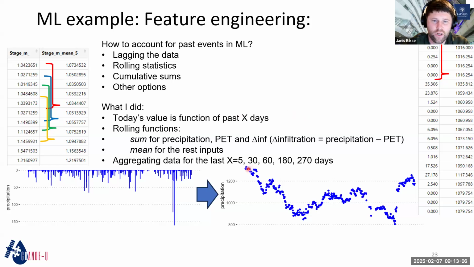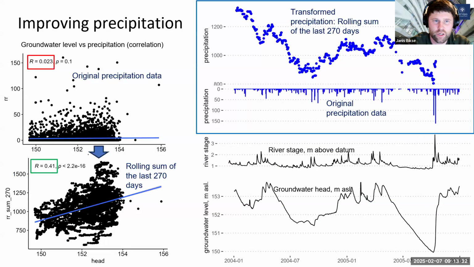And I did it for 5, 30, 60 days, half a year, and almost 2070 days. And for precipitation, potential evaporation, and infiltration, I used the sum function. So basically, I summed up the previous values. And for all the rest of the inputs, I just used the mean value. And this is an example.